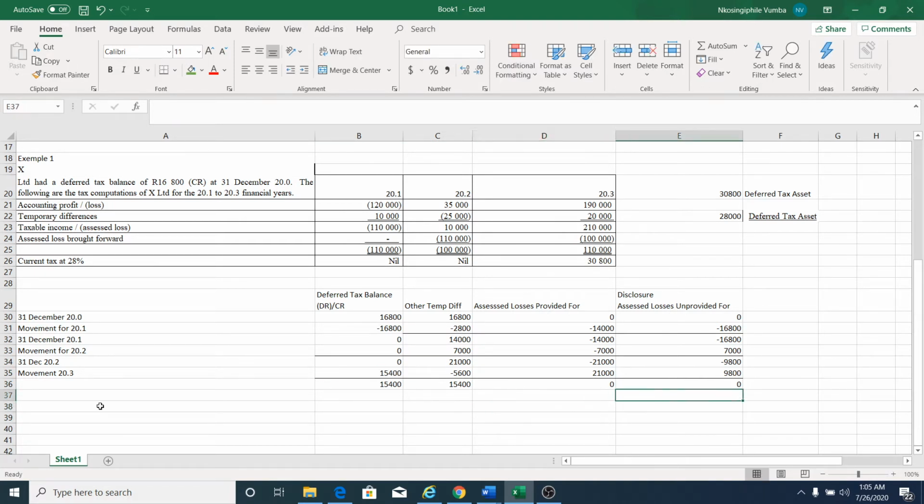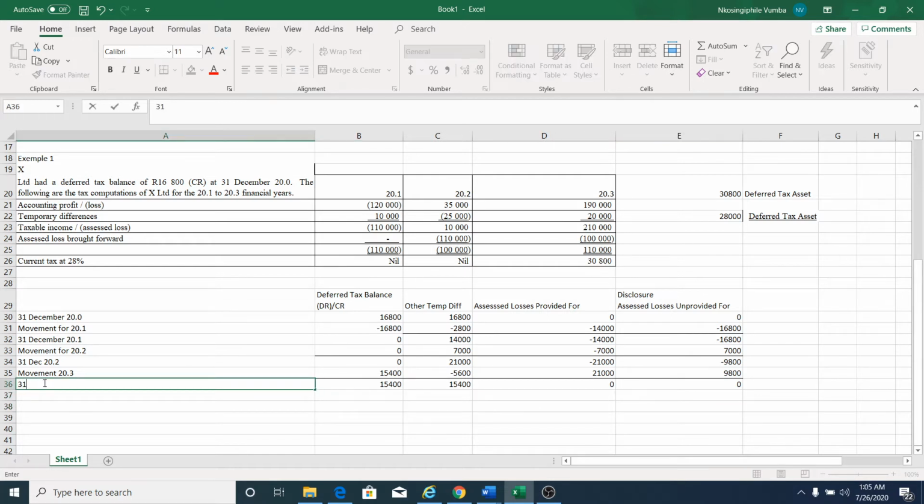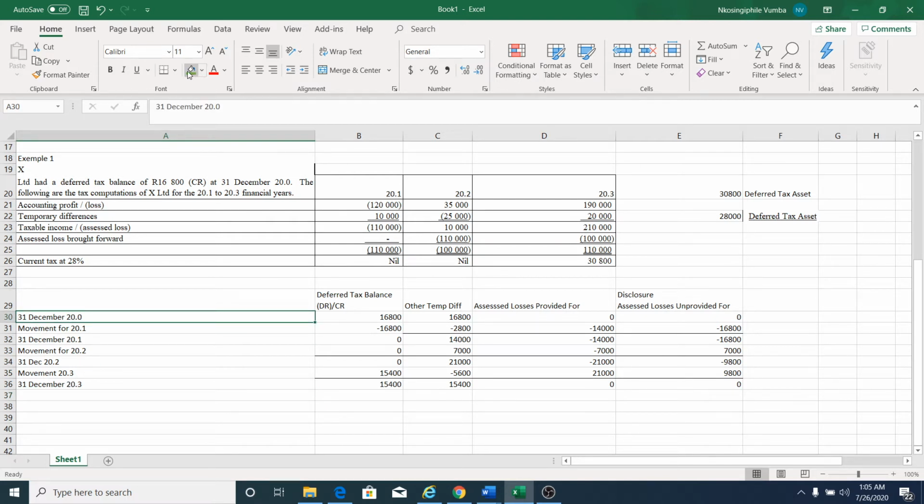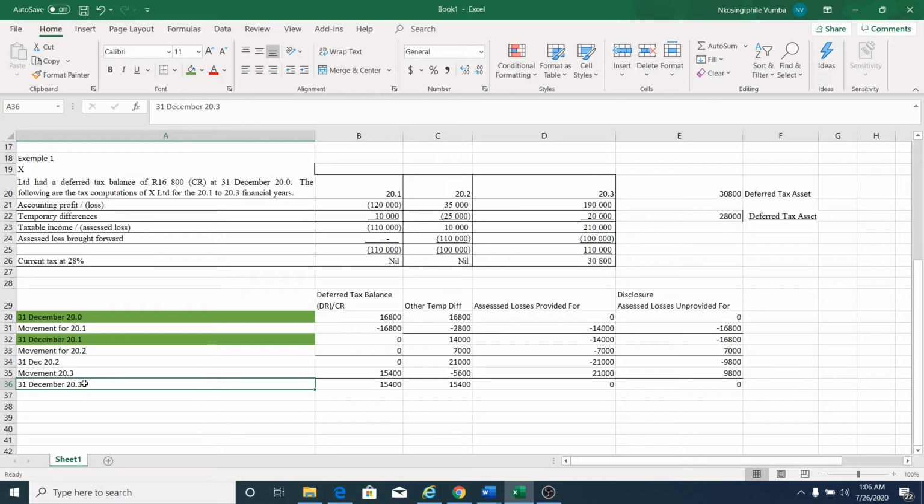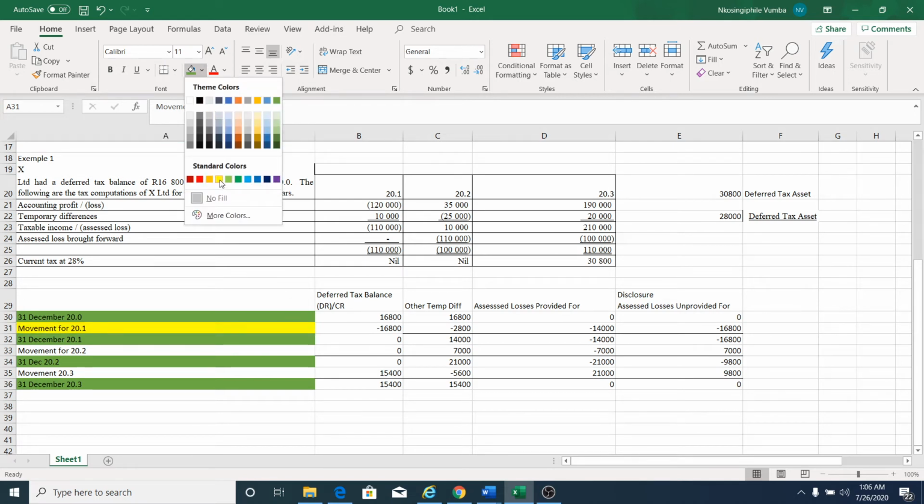Okay, this is where our table ends. Now I need to explain what this table means to you guys. Okay, wonderful. This is the balance. Let's highlight the balances with this color. Okay, and then let's highlight the movements with yellow.